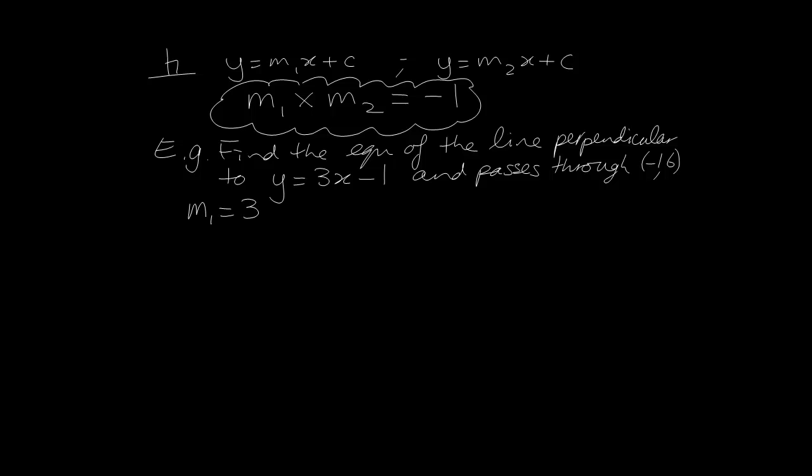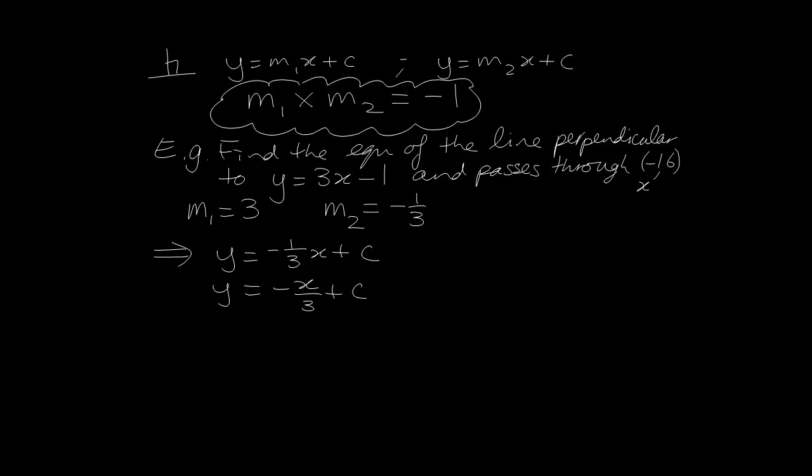The equation y equals 3x minus 1 tells me that my first gradient is 3. So the line that I want, which has to be perpendicular to this one, must have a gradient of -1/3, because 3 times -1/3 gives me -1. That implies my equation of the line will be y equals -x over 3 plus c. Now I'm just about there. To find that equation, I just need to substitute in a point that belongs to the line.